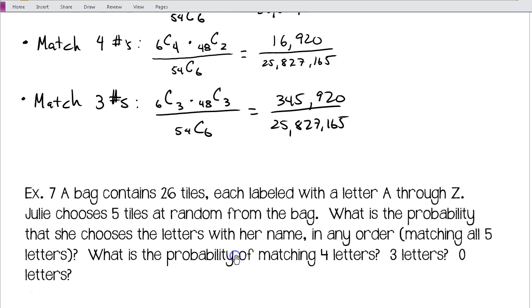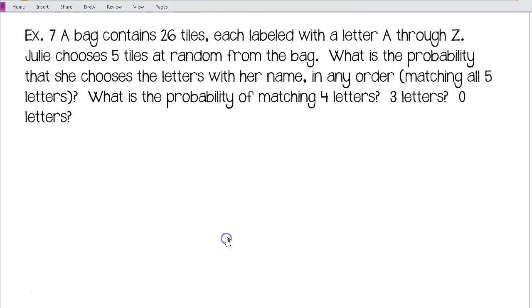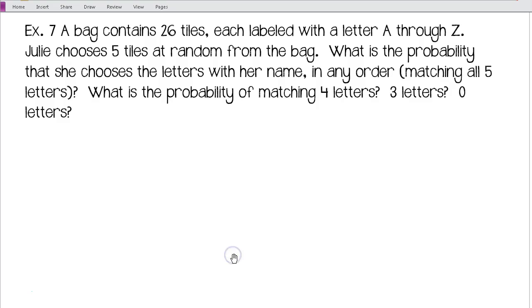Alright, so moving on to number 7. If you'd like to try this one on your own, feel free to pause the video. Otherwise, keep rolling and I will go through the explanation with you. A bag contains 26 tiles, each labeled with the letter A through Z. Julie is going to choose 5 tiles at random from the bag. What is the probability that she chooses the letters with her name in any order, so that indicates combinations, matching all 5 letters? And then what's the probability of matching 4 letters, 3 letters, and matching 0 letters?